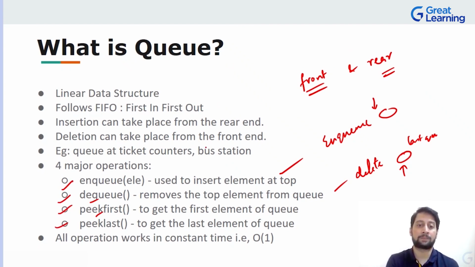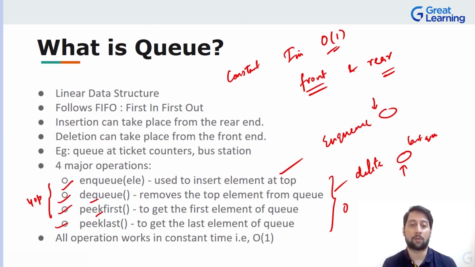Now, one major advantage of these four operations is that all of them are performed in a constant amount of time. That means the time complexity of performing these operations is O(1). That is why, in competitive programming, queue is the most commonly used data structure: because of its time complexity, you're able to perform your operations in a constant amount of time.